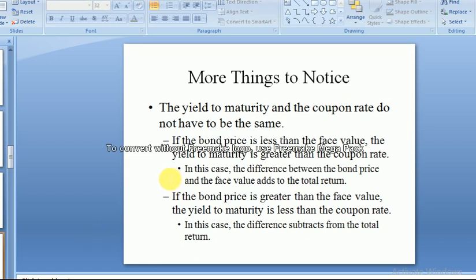If the bond price is greater than the face value, the yield to maturity is less than the coupon rate. It means that there is an inverse relationship between the bond price and the yield to maturity. In this case, the difference is subtracted from the total returns.